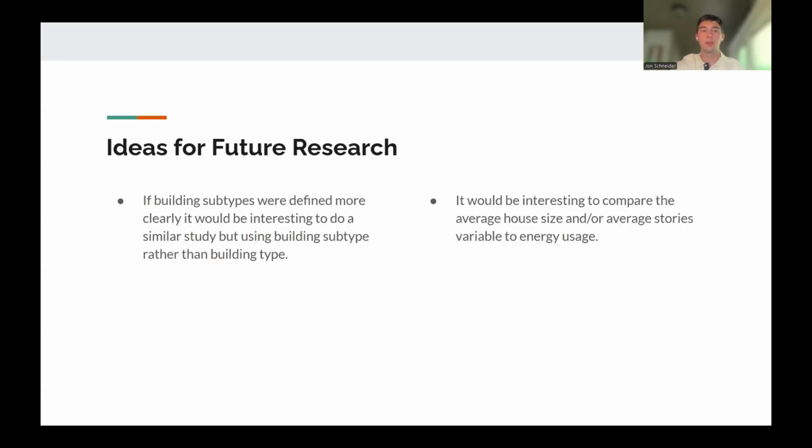So yeah, some ideas for future research. If building subtypes were defined more clearly, it would be interesting to do a similar study by using building subtype rather than building type, and we could draw conclusions, maybe solidify that conclusion about the differences being due to the size or maybe the number of rented spaces in a building. The building subtype variables seemed like they could correlate to some of those things, but we weren't exactly sure because they weren't well defined.